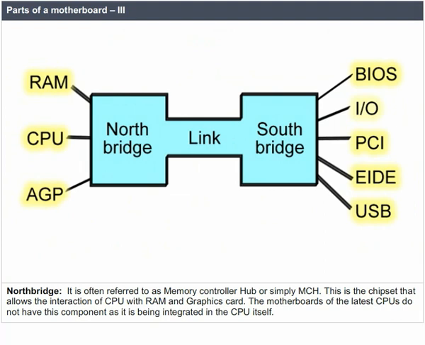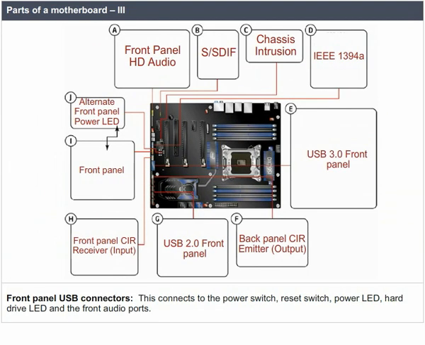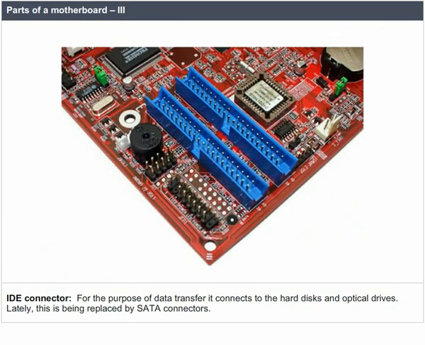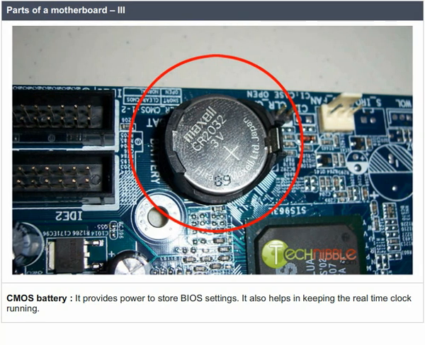The motherboards of the latest CPUs do not have this component as it is being integrated in the CPU itself. Front panel USB connectors. This connects to the power switch, reset switch, power LED, hard drive LED, and the front audio ports. IDE connector. For the purpose of data transfer, it connects to the hard disks and optical drives. Lately, this is being replaced by SATA connectors. CMOS battery. It provides power to store BIOS settings. It also helps in keeping the real-time clock running. mSATA connector. It connects to the mSATA solid-state drive.